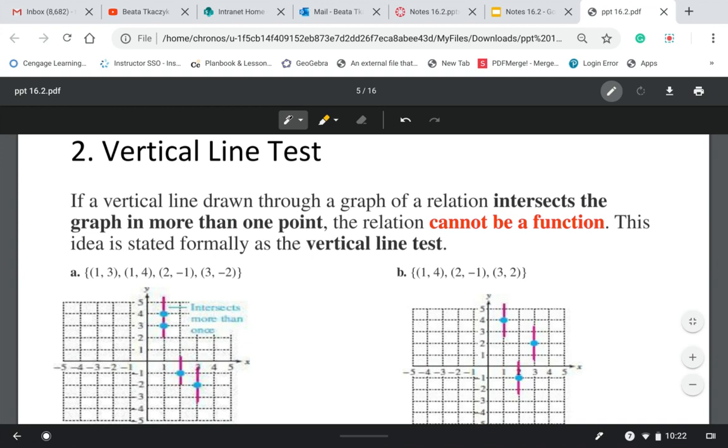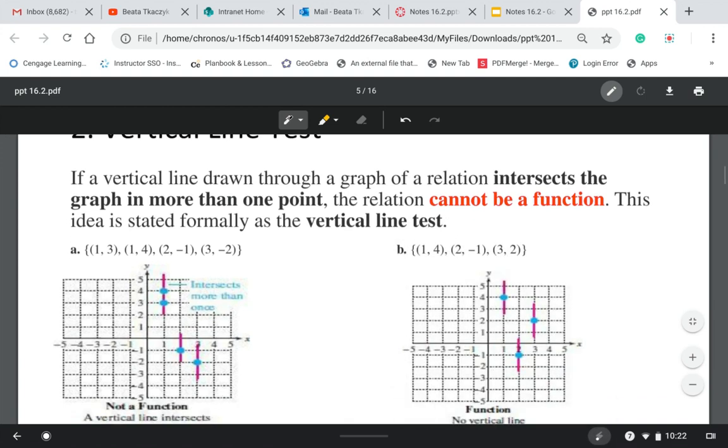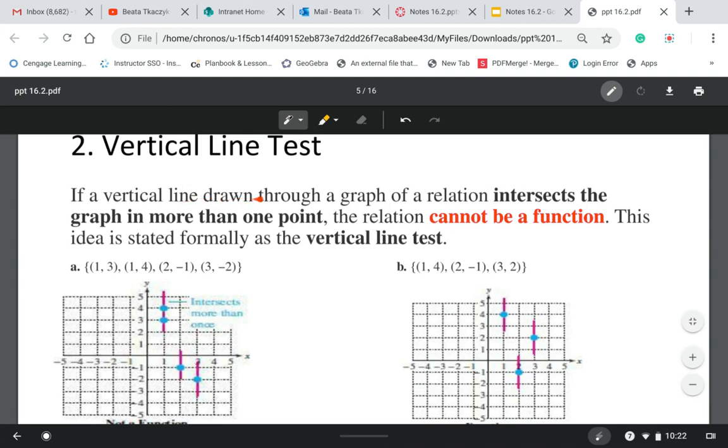Okay, so vertical line test. Again, we have a function only if the vertical line touches or intersects the graph once only. If the vertical line intersects the graph more than once, we don't have a function. So here on this slide, you have the definition of the vertical line test. If a vertical line drawn through a graph of a relation intersects the graph in more than one point, this relation cannot be a function.